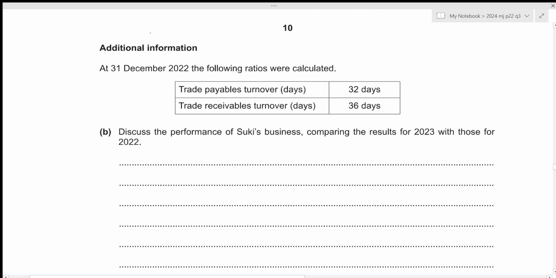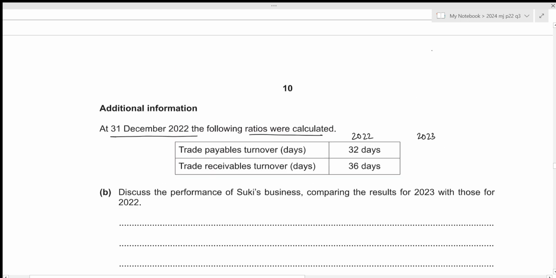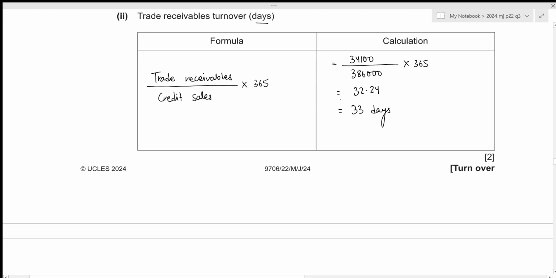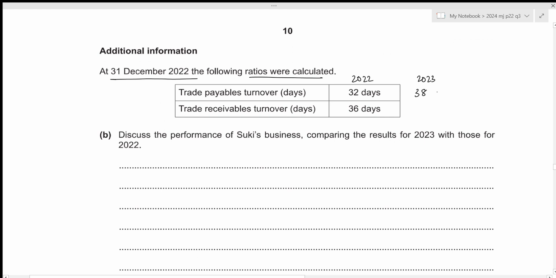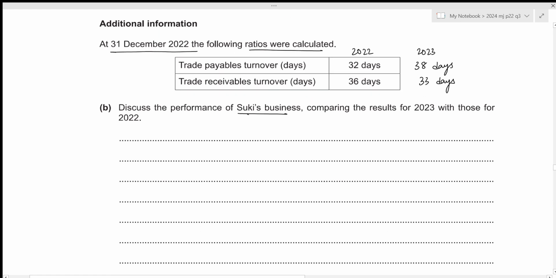Now we have been given additional information. At 31st December 2022, the following ratios were calculated. Okay, this is for the year 2022. We just calculated the ratios for 2023. The trade payables turnover ratio was 38 days and trade receivables turnover ratio was 33 days. And now for the second part, we need to discuss the performance of Suki's business, comparing the results for 2023 with those for 2022. Alright, let us first compare trade payables turnover days.